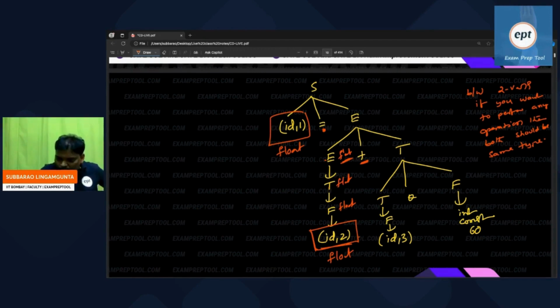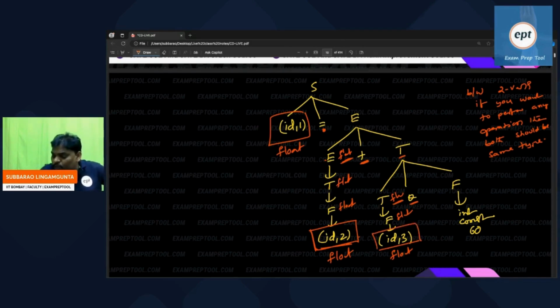Can you help me? I want to do plus operation, left already float. Let's go to right. To do this multiplication, left and right. First left one required, ID3, it is also float. Because it is float, automatically its parent is also float. So star operator left float came. But remember, all these types came from the symbol table.